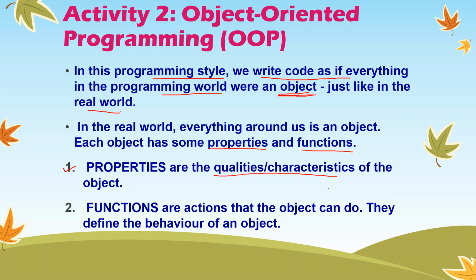And what are its functions? The functions are nothing but the actions that the object can do. That means that the mobile can do. So what can the mobile do? We can click a selfie, we can call anybody, we can set an alarm, and many more, right? This is what object oriented programming deals with, right?